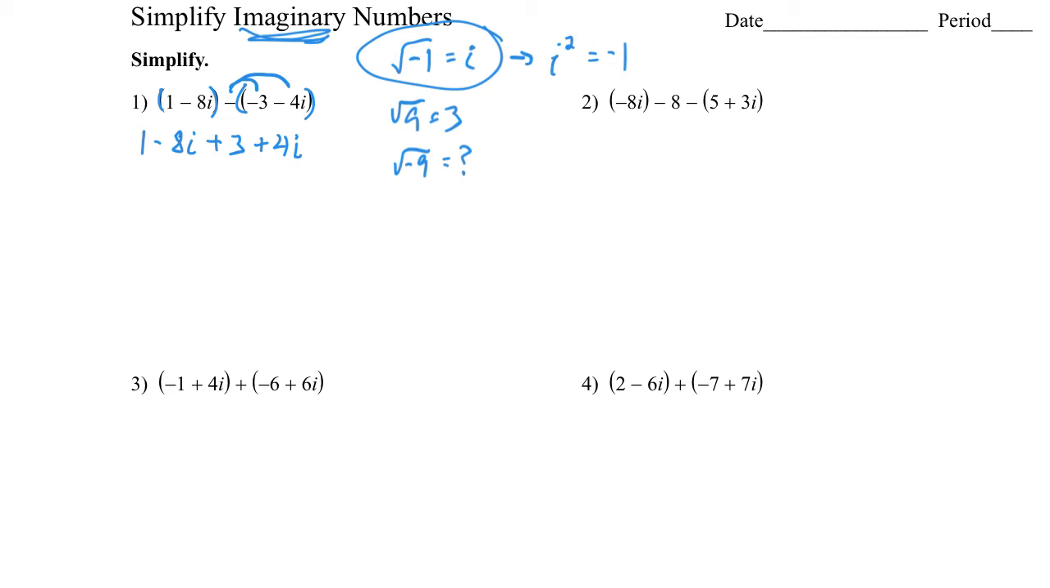And then you just simply combine like terms. So we have 1 and a positive 3, that's going to give you 4. Then you have -8i and a positive 4i, it's going to give you -4i. And then you're done. Okay, so yeah, just combine like terms is all you have to do for these. If there's a negative in front of the parentheses, you just distribute the negative and then combine your like terms. Now, multiplying imaginary numbers is different because you're going to get an i squared, and that can change some things.